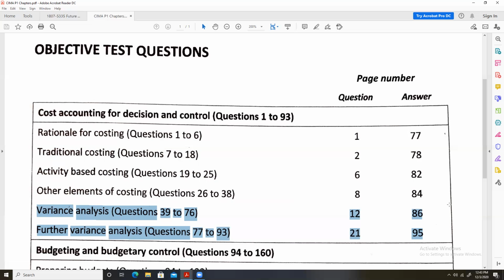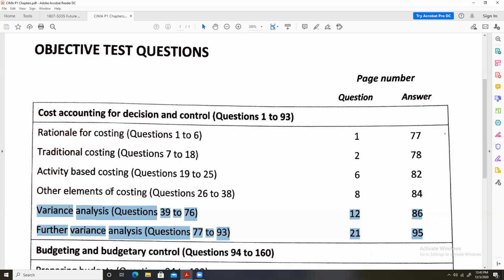You need to practice these questions. You need to practice the variance calculations not just once, but I suggest that you do it more than once, like twice or even thrice. Try to practice these questions as much as you can before appearing in the exam.